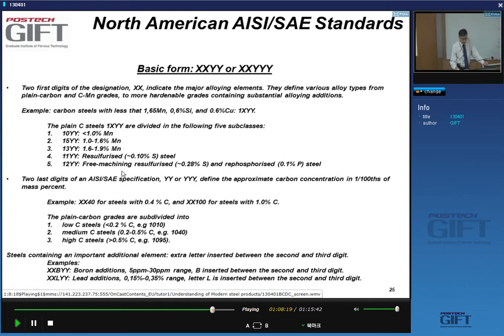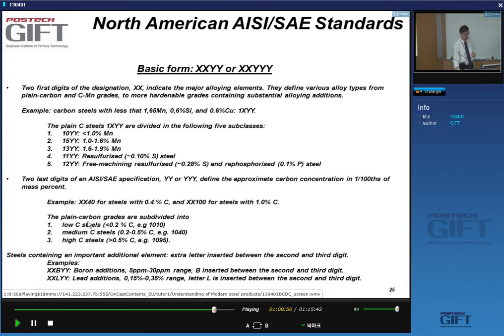So you really need to know the numbers, or what's behind the numbers, otherwise you cannot guess it. So the last digits are for the carbon content. So for instance, an example, XX40 means that you have 0.4% of carbon. And XX100 means it's 1% of carbon.